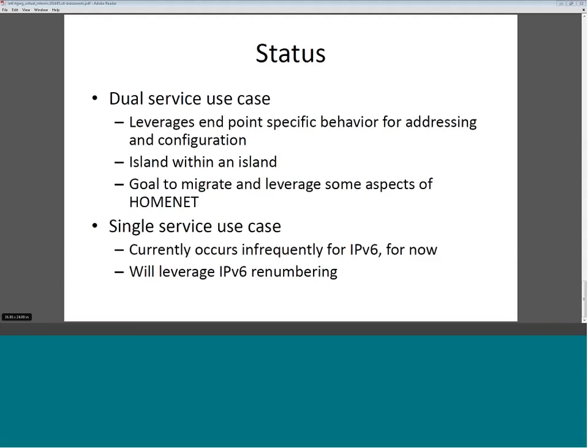So were you volunteering? Oh, never. Okay. Okay. Because the document referred to as the use cases, right? Correct. Yeah.